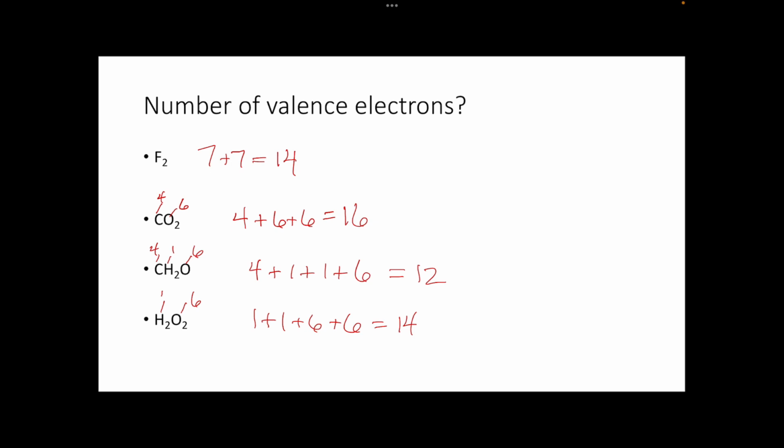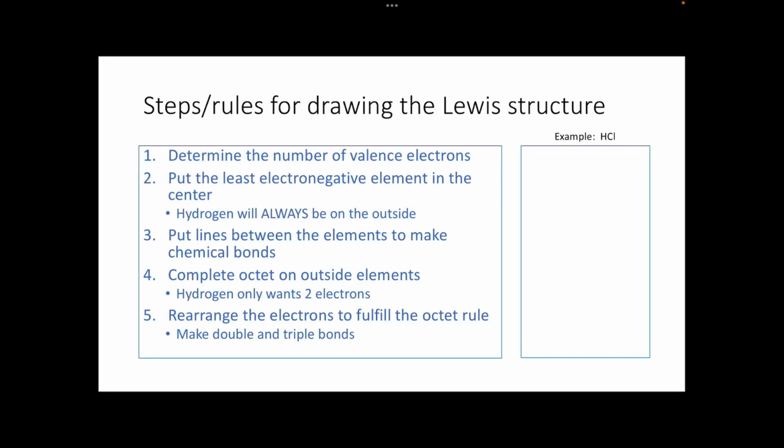We need to know the valence electrons when we draw our Lewis structures. It helps. There's a little bit of accounting you have to do with the electrons. All right. So what are these steps or rules for drawing a Lewis structure? So our example right here is hydrogen chloride.